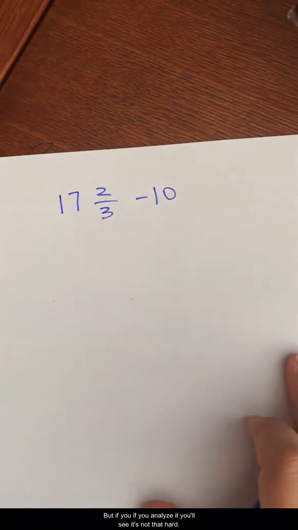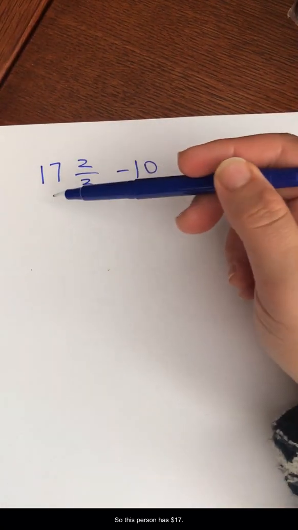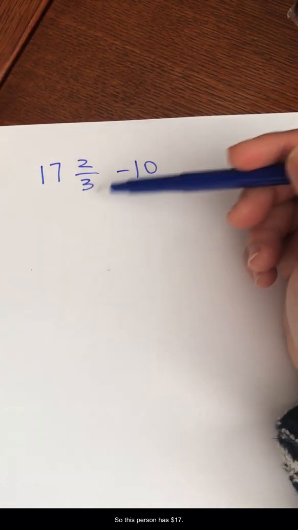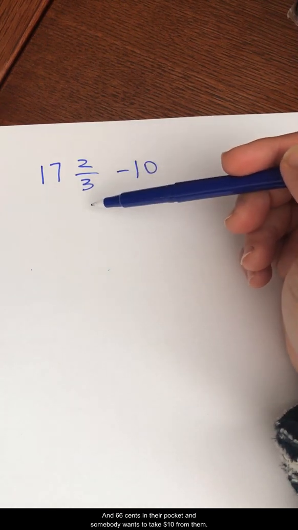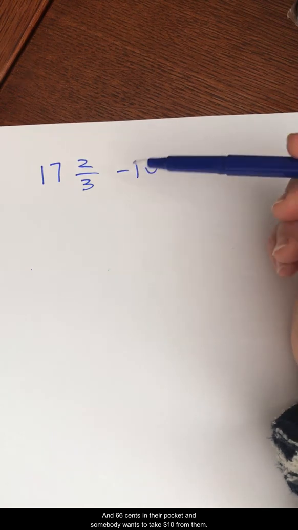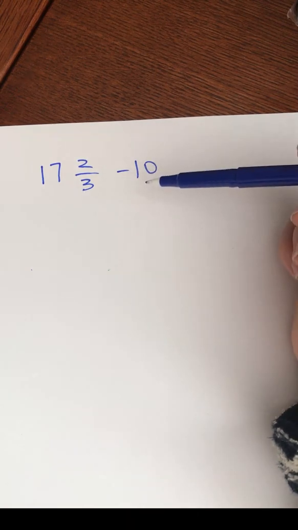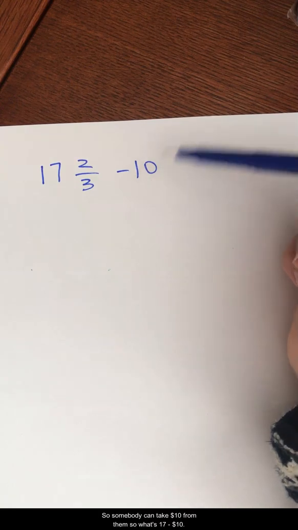This is an example of one that looks harder than it is. But if you analyze it, you'll see it's not that hard. So this person has $17.66 in their pocket, and somebody wants to take $10 from them. Okay? So somebody can take $10 from them.